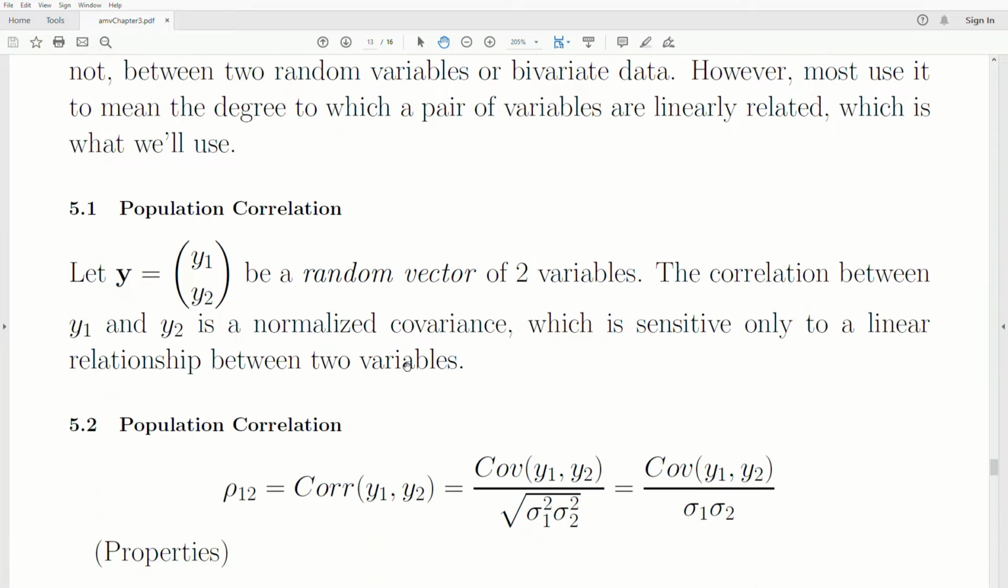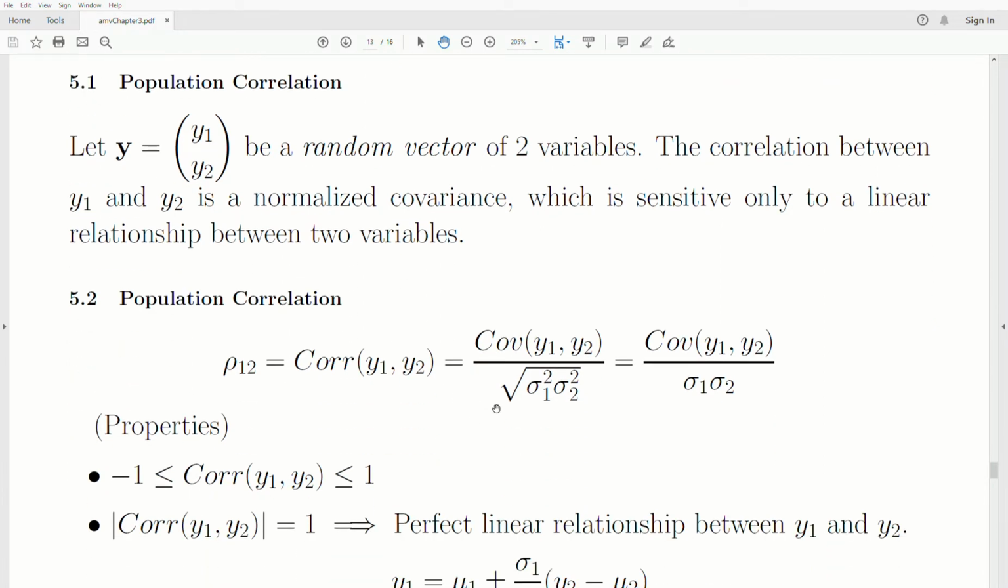two variables. Now, the population correlation: let y be a random vector of two variables. The correlation between y1 and y2 is a normalized covariance. Covariance was the previous video, and it is sensitive only to linear relationships between two variables. So here's the population correlation, denoted by rho 1, 2. The 1, 2 will change because we're looking at the correlation between variables y1 and y2. If we generically called them x and y, then we would say x and y under this correlation, just so we know what we're talking about.